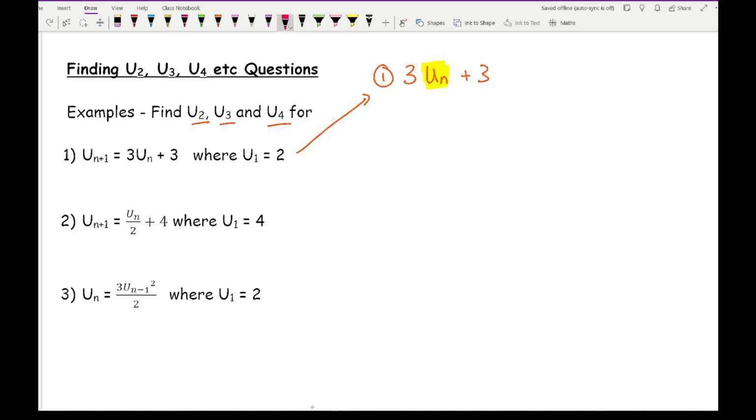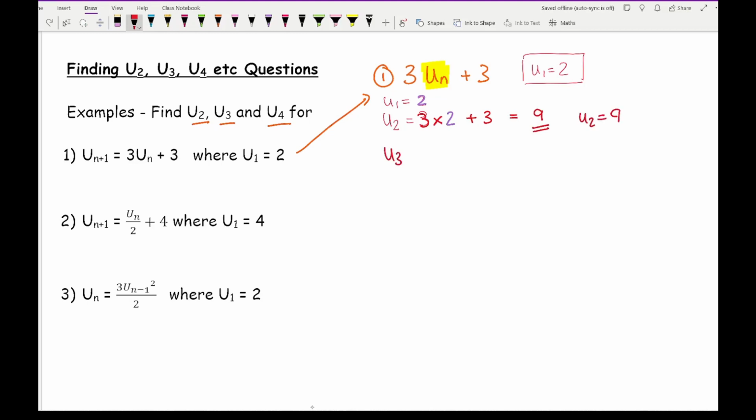So if I'm starting with u1 equals 2, note that that's been given to me in the question, then to work out u2, what I need to do is multiply 3 by the previous term. The previous term is 2, so that's 3 times 2, and then I need to add 3, which is what the formula initially is. So then working that out, 3 times 2 is 6, plus 3 is 9. So u2 equals 9.